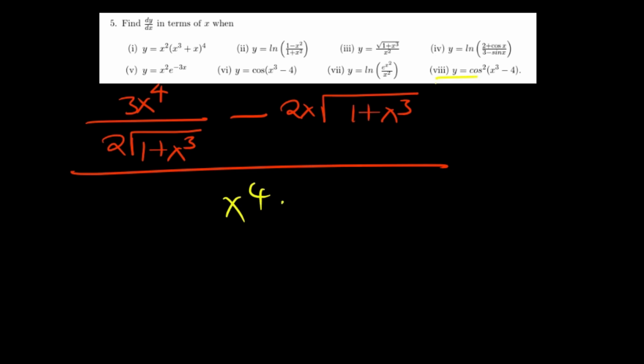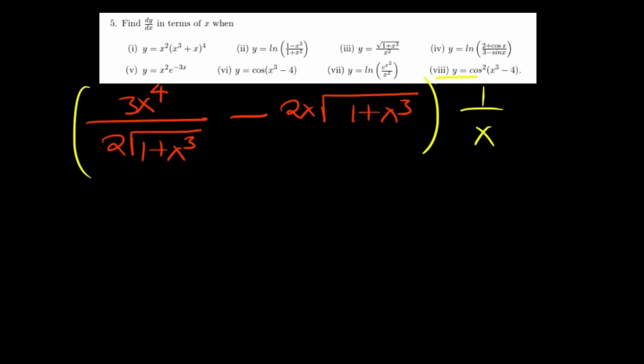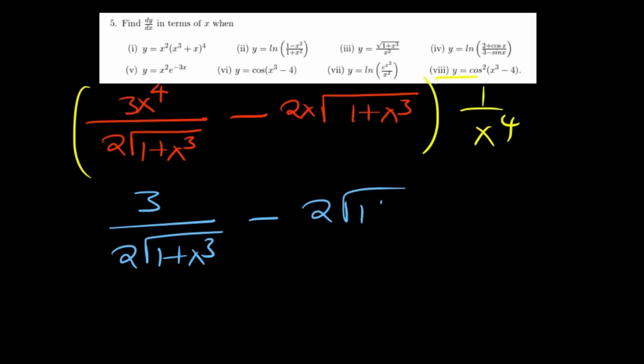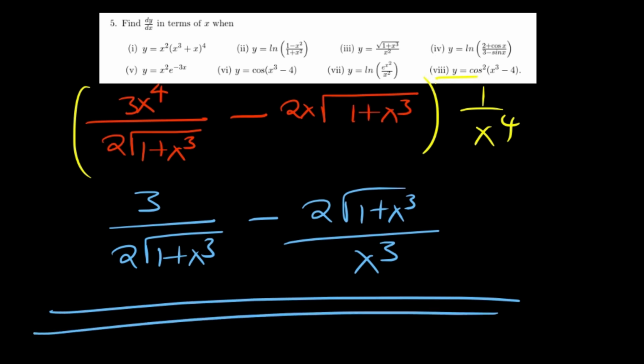At this point, dividing by that is as good as multiplying the entire thing by 1 over x to the power 4. If you multiply the first part by that, you notice that they will divide. So you essentially remain with a 3 on top, and then 2 root of 1 plus x to the power 3. And then this times that, you remain with only a 2, so minus 2 root of 1 plus x to the power 3, and on the bottom we have x to the power 3. So basically at this point you are done with the third one.